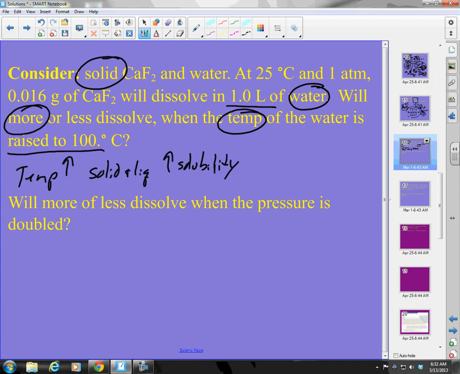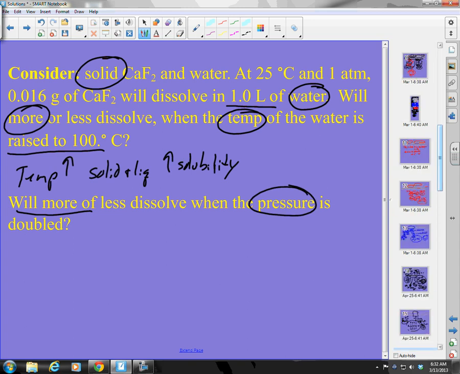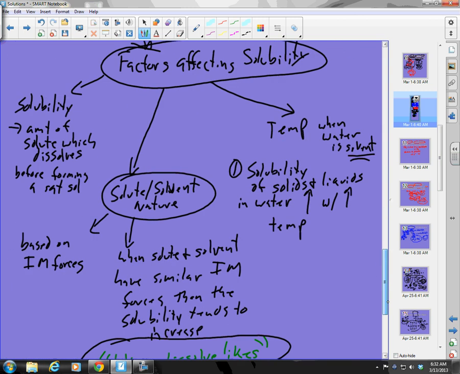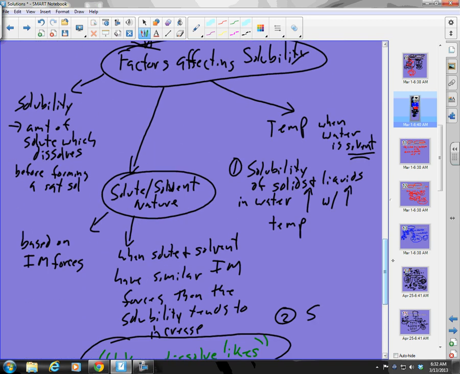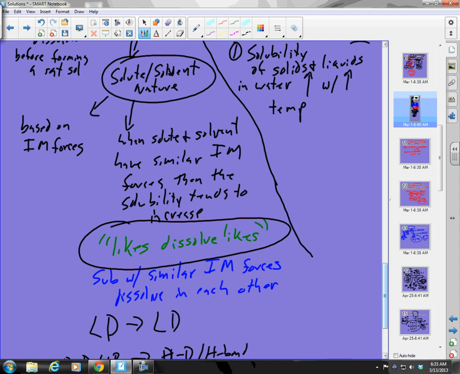Will more or less dissolve, let's go to the next question: will more or less dissolve when the pressure is doubled? Ooh, we're really going to increase pressure, aren't we? So let's talk about pressure effects. Number 2, let's go down here, pressure. I need to draw another line. Let's take this down farther. Sorry, I got to keep my beautiful concept map going. What's the effect of pressure?